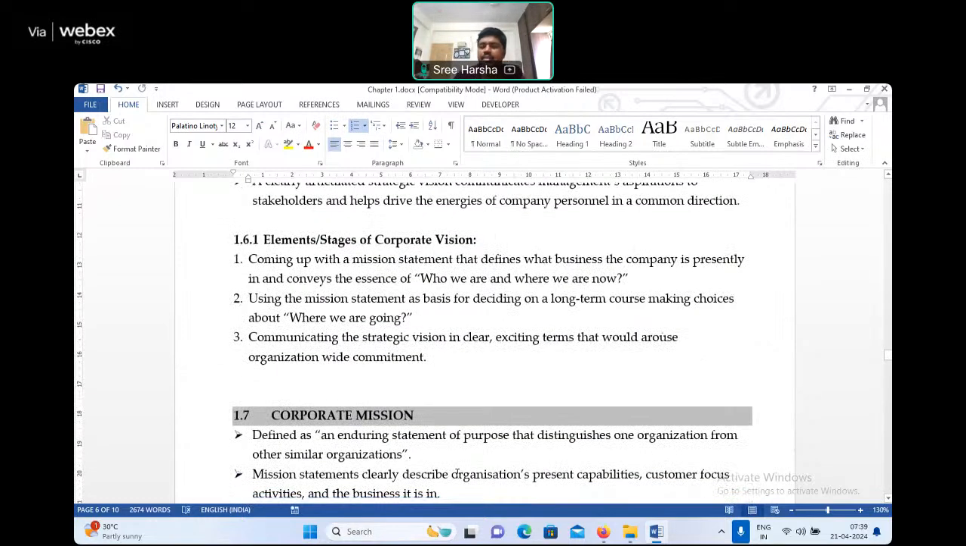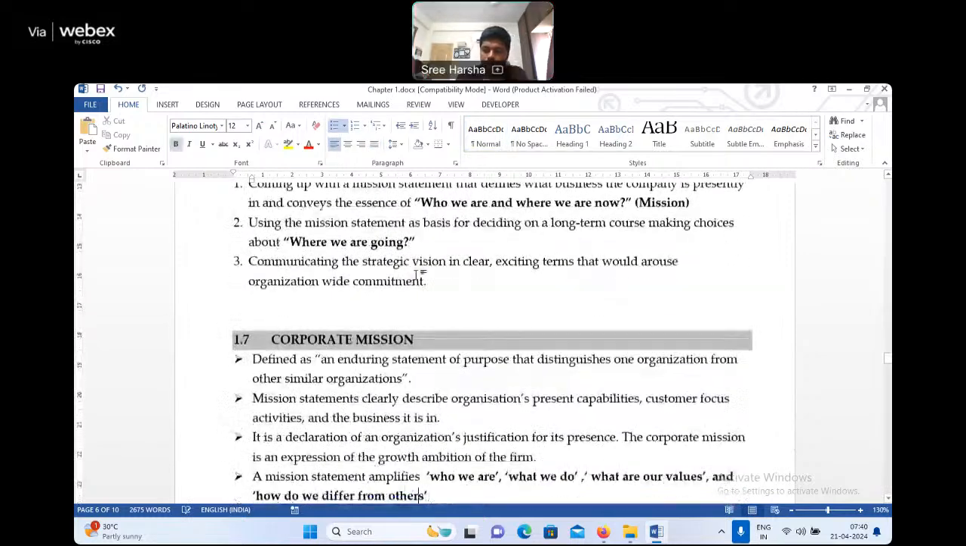What are all the elements or steps in formulating the vision? The steps are: first we need to understand who we are and where we are now. This is nothing but mission. First we need to formulate the mission and then we should come to vision. Vision is where we are going, where you want to be, and vision should be communicated across the organization. It is not like you formulate the vision and keep it inside. You have to communicate it across the organization.